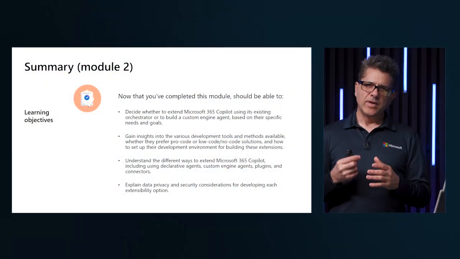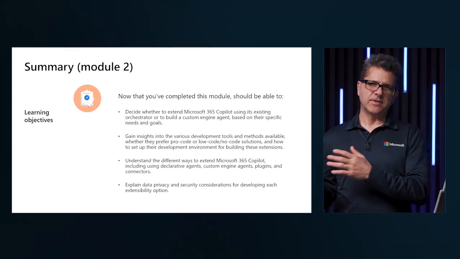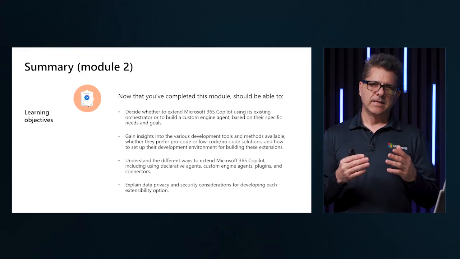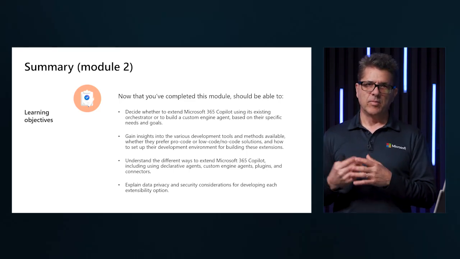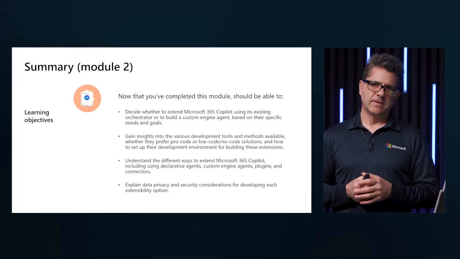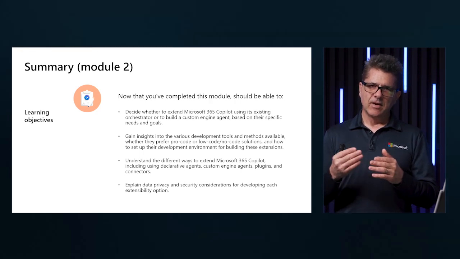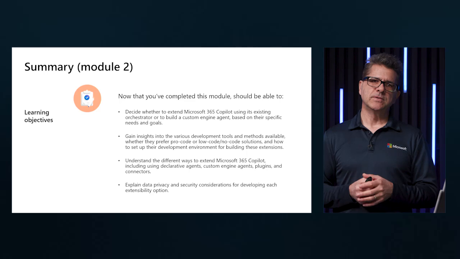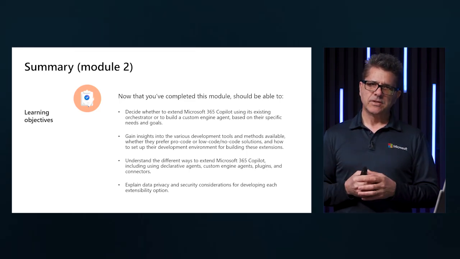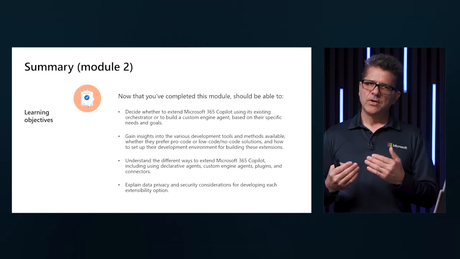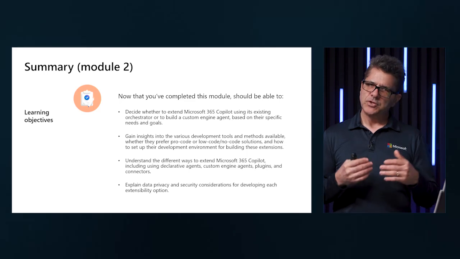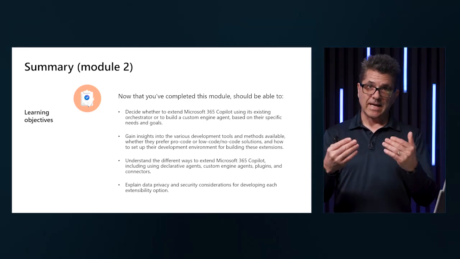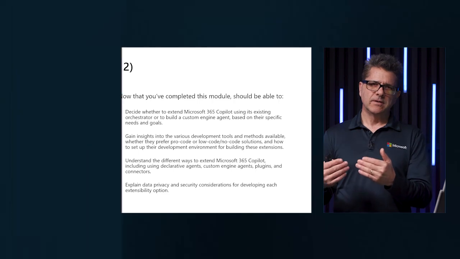In this module, we covered the extensibility options for Microsoft 365 Copilot. It included declarative agents. We talked about the custom engine agents, plugins, and connectors. It also emphasized understanding project needs, development tools, and data privacy. Now, with this knowledge, you can make informed decisions on how to extend your Copilot, right? To ensure that you have accomplished your goal to extend it, but also to be more secure.